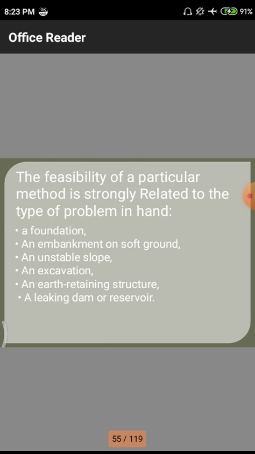Next one is that the feasibility of a particular method depends strongly on the type of problem at hand. That means whenever we are constructing a project, we cannot complete the overall project at once. We have to take a few parts. First of all, in the first stage we need to complete a particular element. After that, the element is linked with another element.